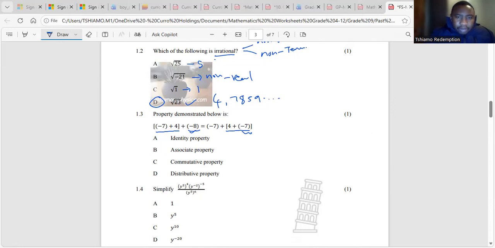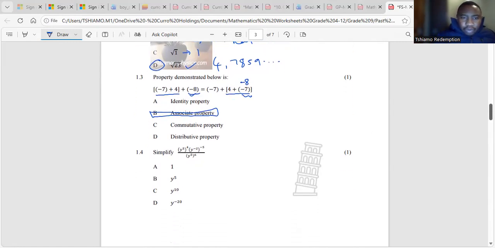5, 7 plus 4. Yeah, I'm assuming here they might have made a mistake. It's supposed to be -8. If that was the case, then we'll call it an associative property because they're grouping the terms. Okay, moving along.